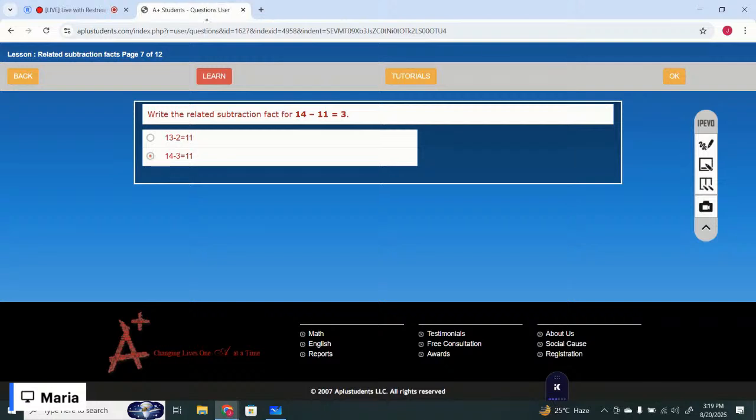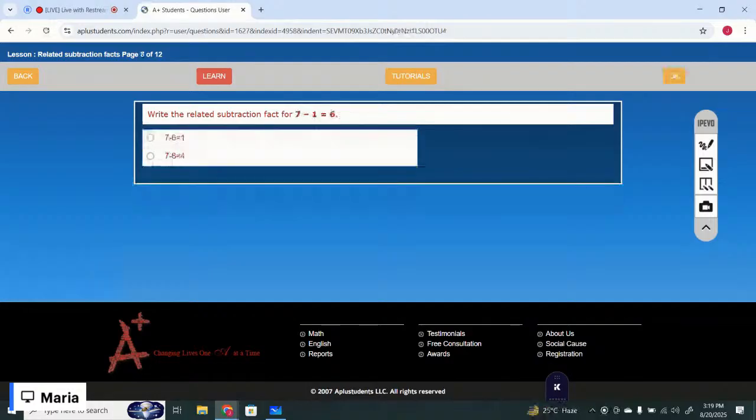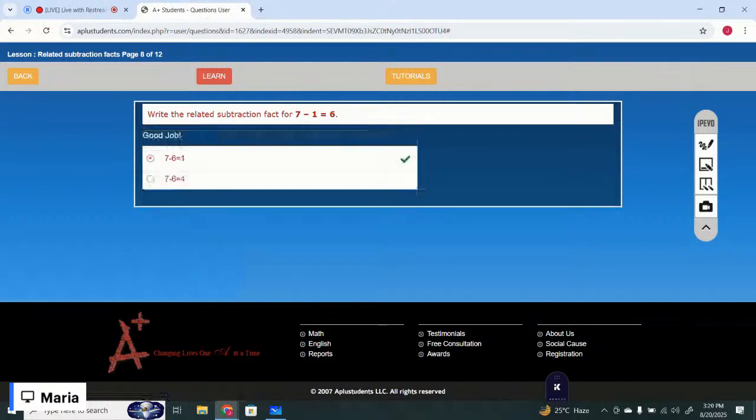Option number 2 is the correct option. That is 14 take away 3 equals 11. Option number 1 is the correct option. That is 7 take away 6 equals 1. So option number 1 is the correct option.